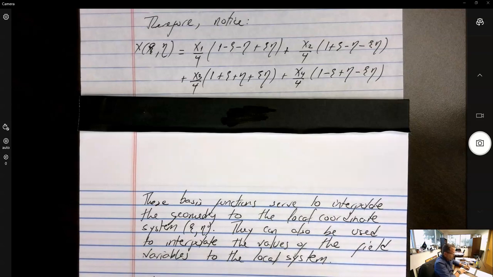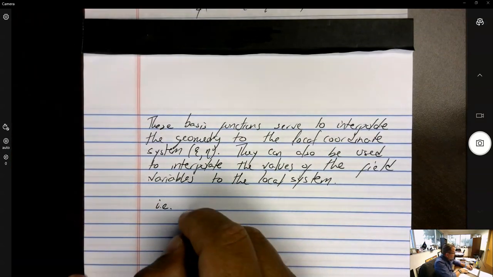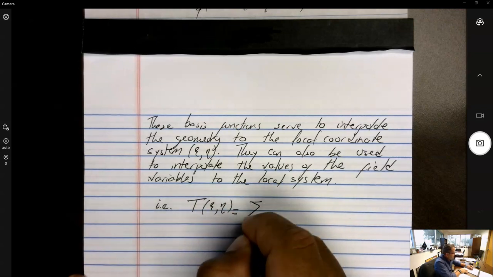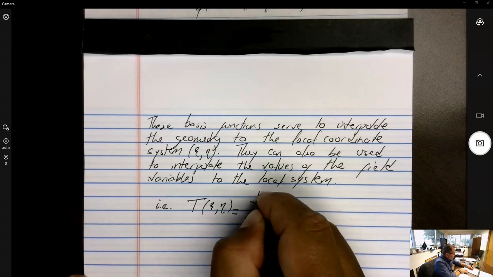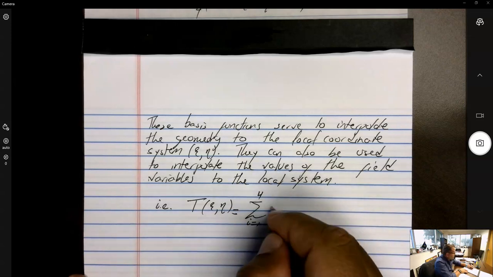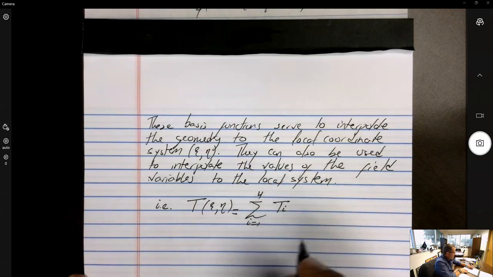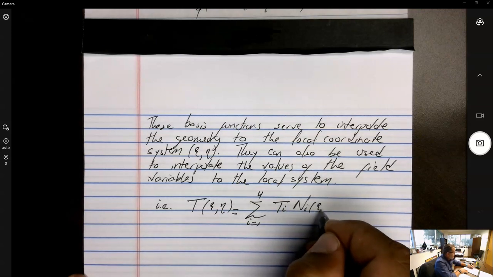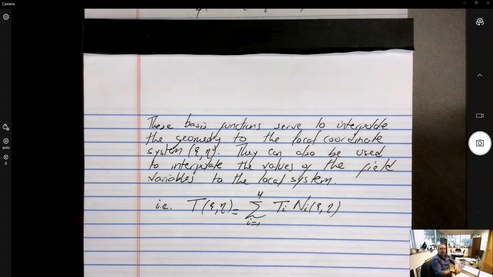For example, if a field variable is, say, the temperature, and you want to interpolate it into the local system, it will be the same thing. It will be the summation from 1 to 4 of the temperature at every one of the 4 nodes times the same basis functions as a function of psi and eta. And then you can perform integration, for example, if this is part of the differential equation, and so on and so forth.